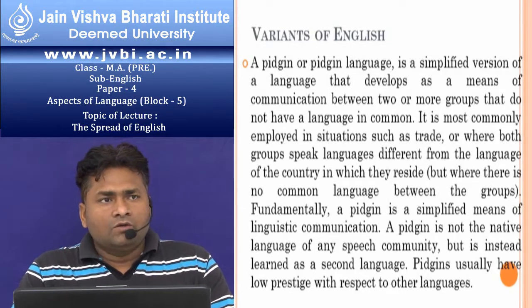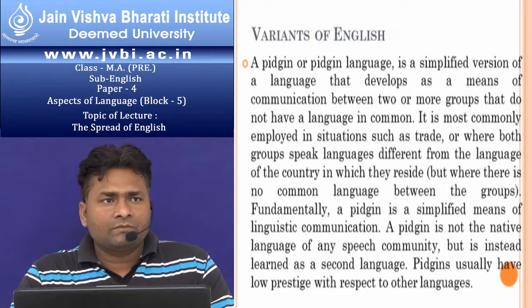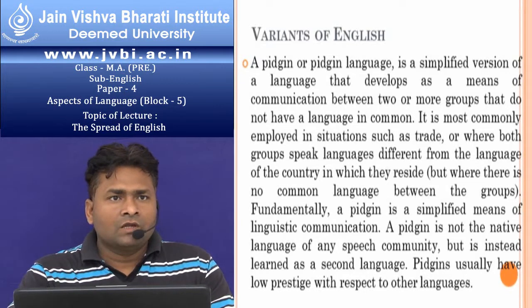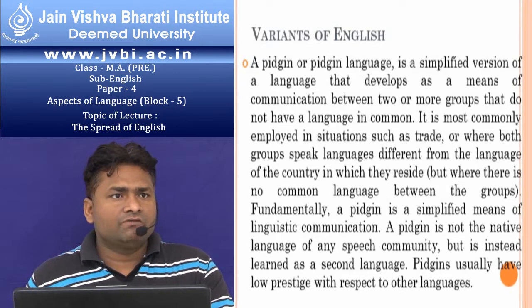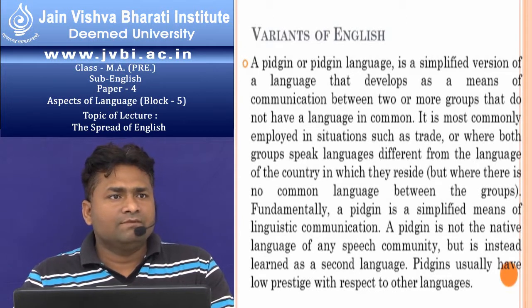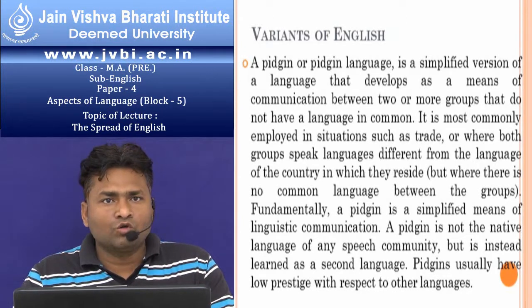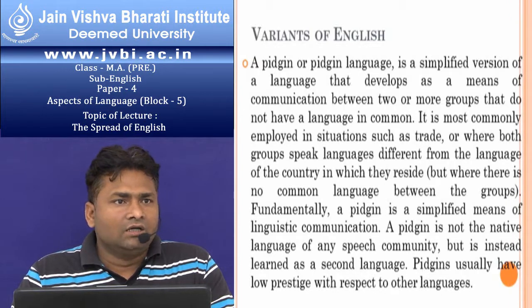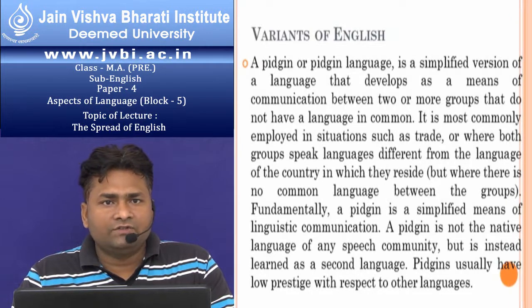Now, first of all, we are going to talk about pidgin. A pidgin or pidgin language is a simplified version of a language that develops as a means of communication between two or more groups that do not have a language in common. It is most commonly employed in situations such as trade or where both groups speak languages different from the language of the country in which they reside, but where there is no common language between the groups.